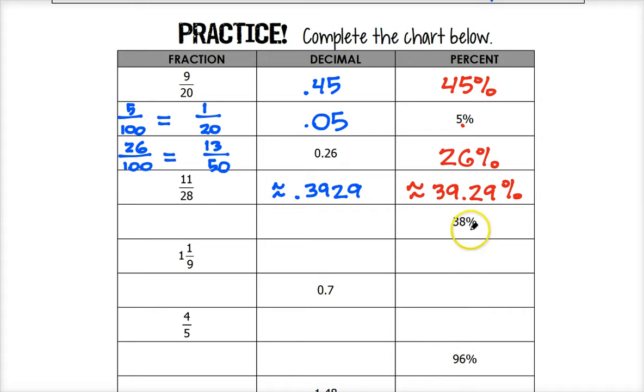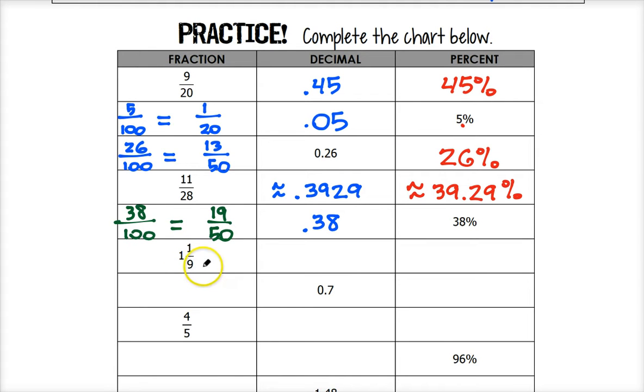38%. Okay, 38% as a decimal is just going to be 0.38. And then making that a fraction, that would be 38 out of 100. And if I can divide both those by 2, that gives me 19/50ths.